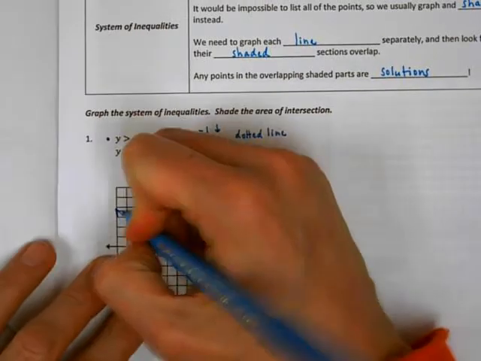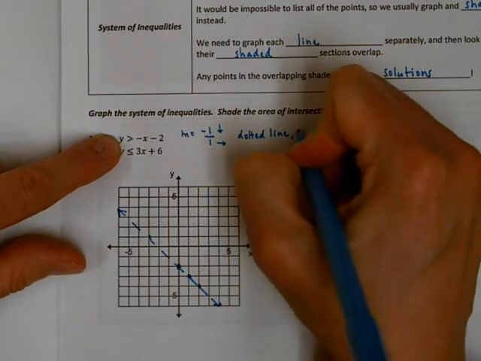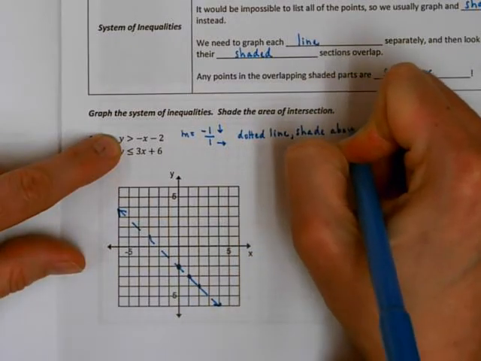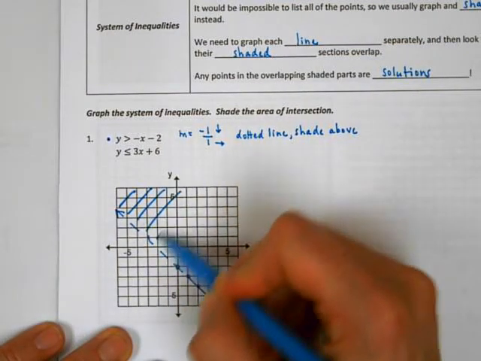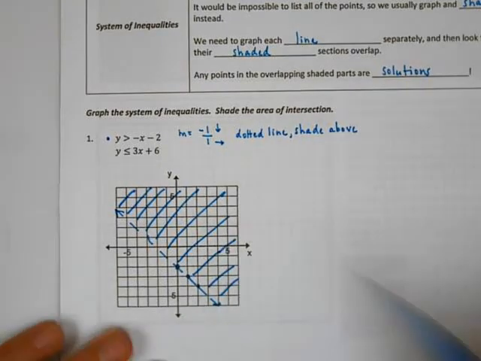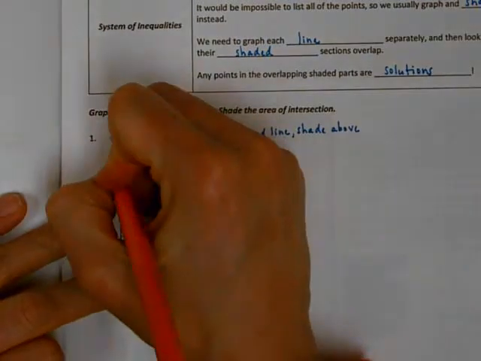So I have my dotted line, and then because it's greater than, I'm going to shade above that line. So I'm going to shade everything up here. Okay, so there's my first inequality. So now I'm going to do my second one.